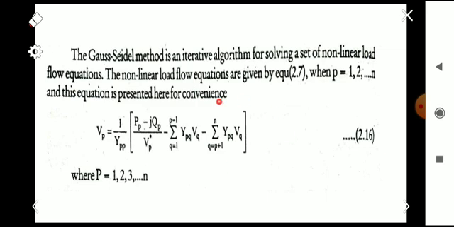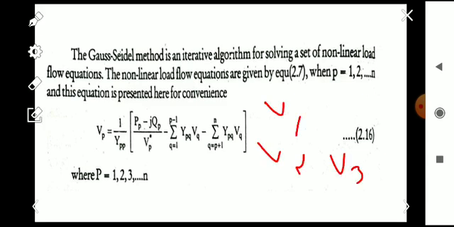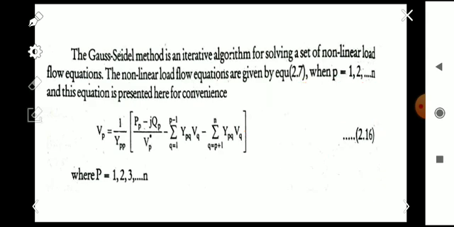This is the basic equation we are using here, and the values of p may be 1 up to N, based on the number of buses we are using. If it is a 4 bus system, the values may be V1, V2, V3 and V4. We have to find all these values V1, V2, V3 and V4 by doing some iterations. So the variables in the equations, for p equal to 1, 2, 3 up to n, are V1, V2, V3 up to Vn, the node voltages, that is, the bus voltages.